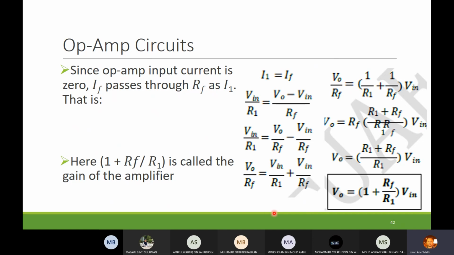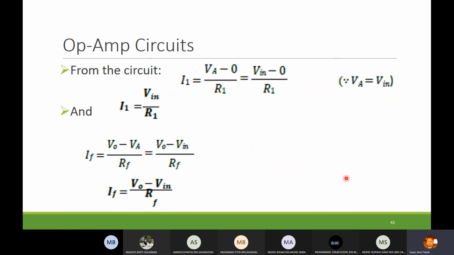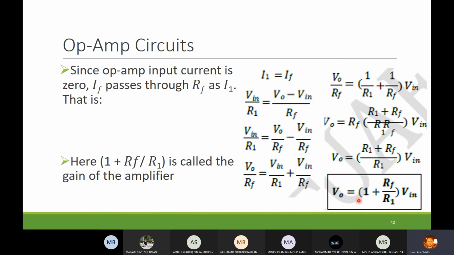So we will get VO equivalent to 1 plus RF over R1 multiplied by Vin. So 1 plus RF over R1 is the gain of the amplifier. Compared to earlier, which had a negative, here there is no negative. No negative means it does not change phase. It stays at the same phase.